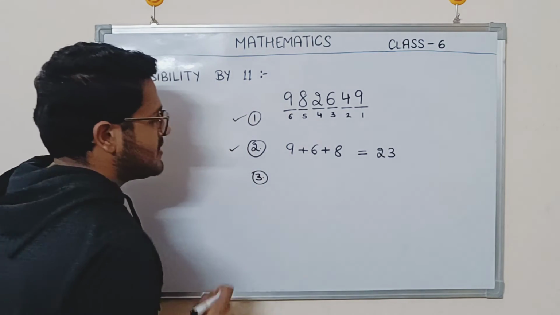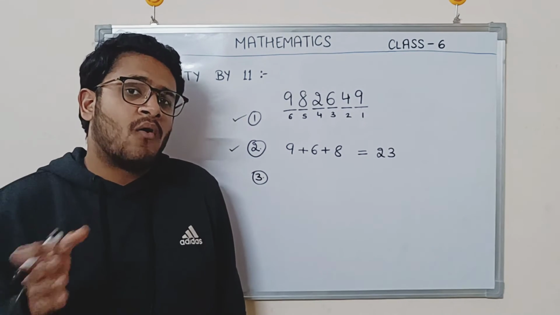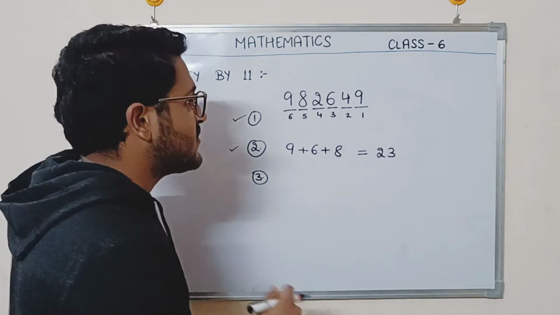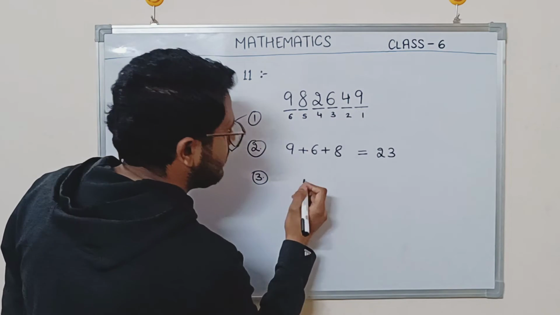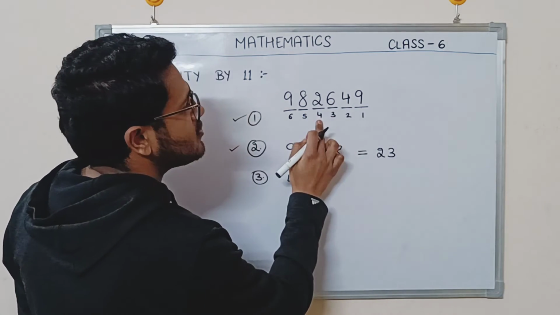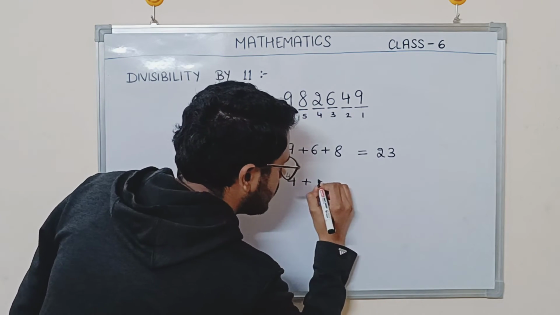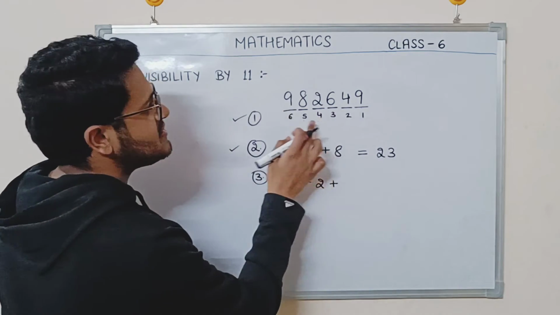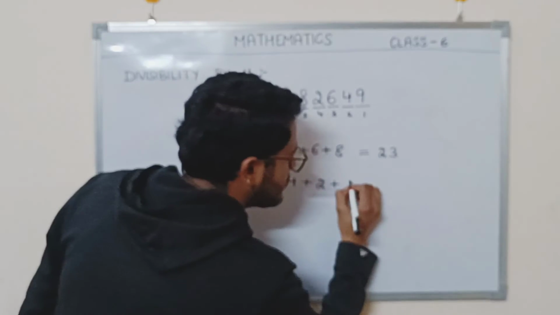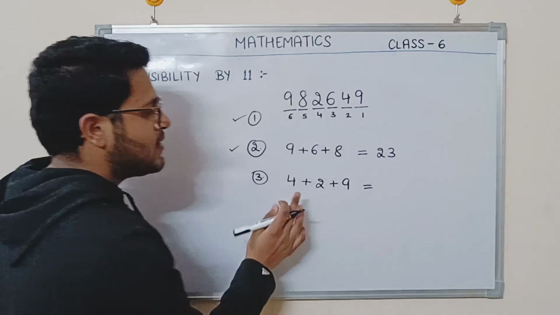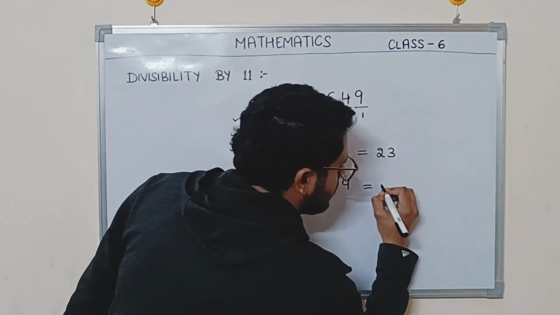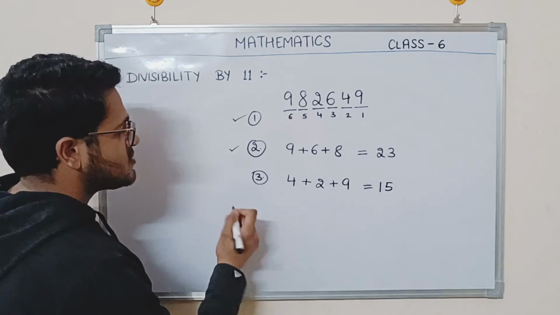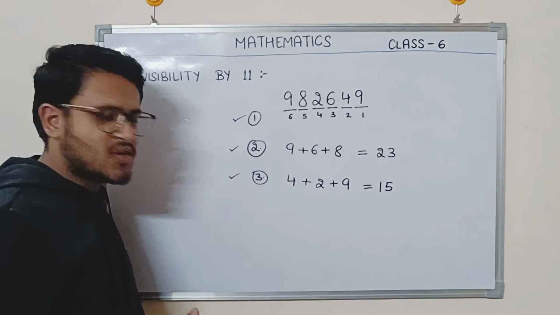Step number 3 is we will add all the digits at even places. Even places are 2, 4 and 6. At second position we have 4, at fourth place we have 2, plus at sixth place we have 9. Now add these: 4 plus 2 is 6, 6 plus 9 is 15. Step number 3 is also done.